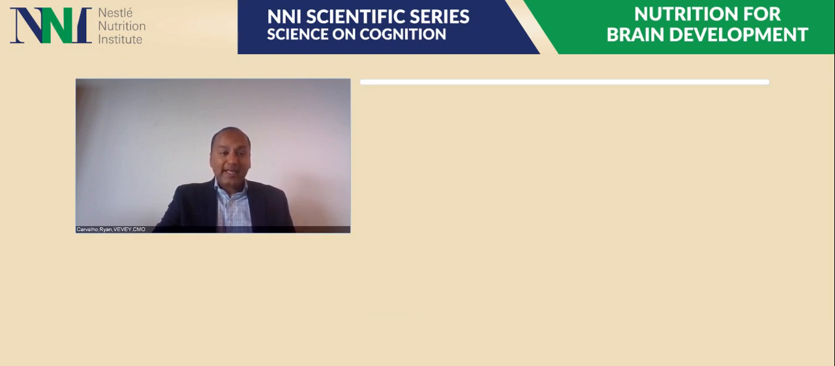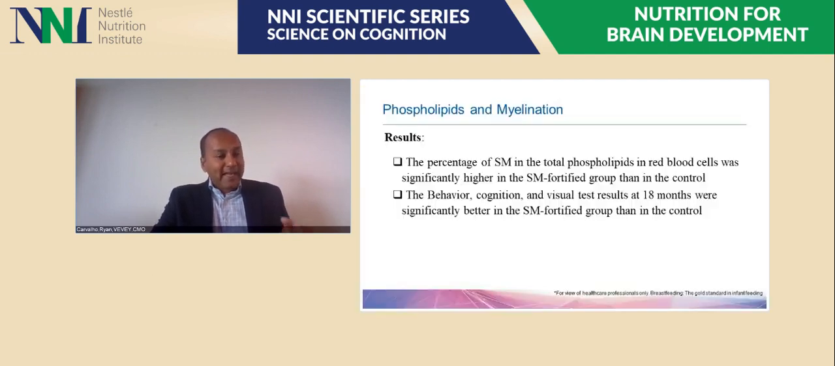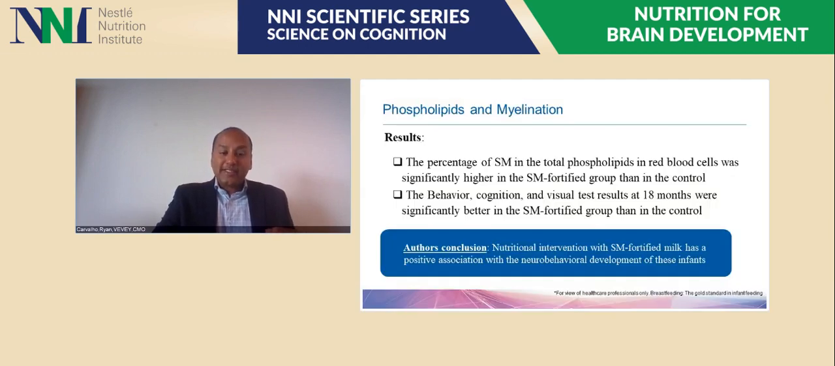What did they show in the study? That the percentage of sphingomyelin in total phospholipids in red blood cells was significantly higher in the sphingomyelin fortified group compared to the control. They showed that behavior, aspects of cognition, and visual test results at 18 months were significantly better in this 8-week study in the sphingomyelin fortified group than in the control. And they concluded that nutritional intervention with sphingomyelin fortified milk has a positive association with neurobehavioral development of these infants.